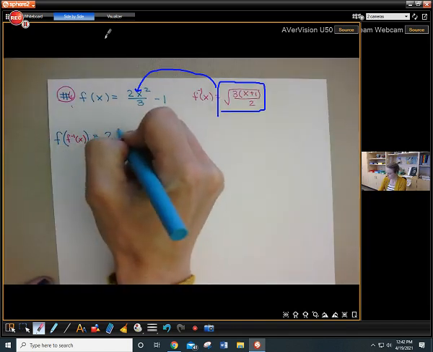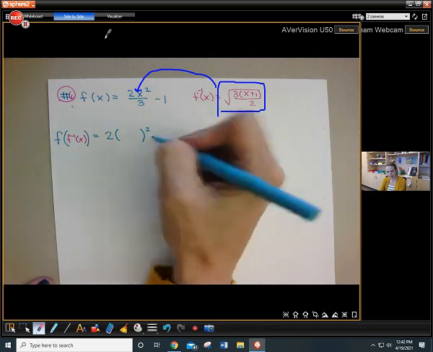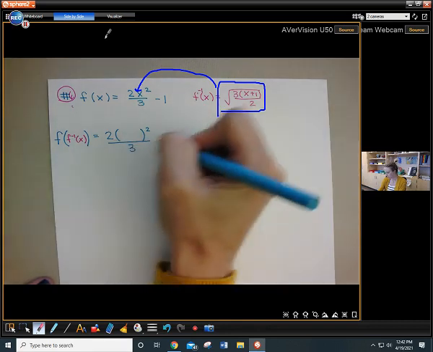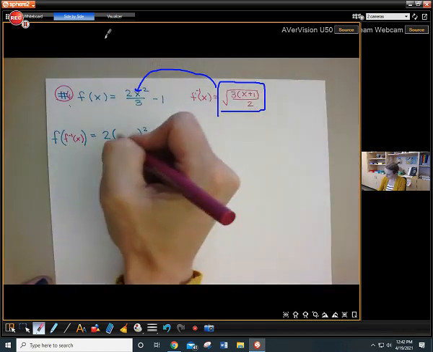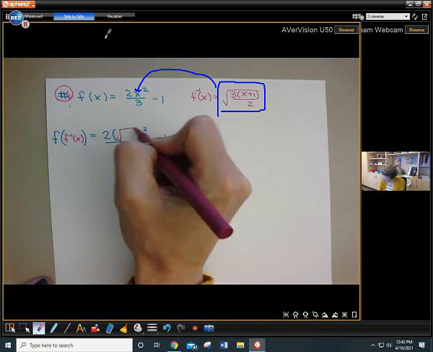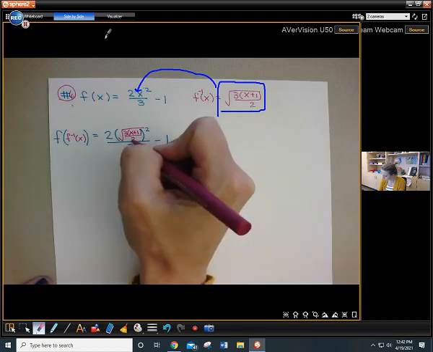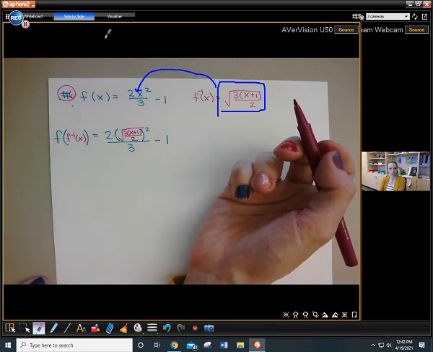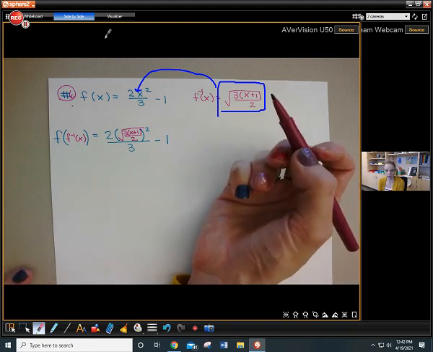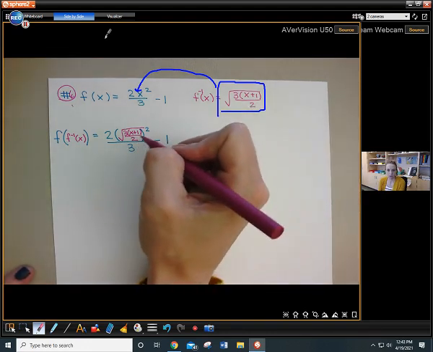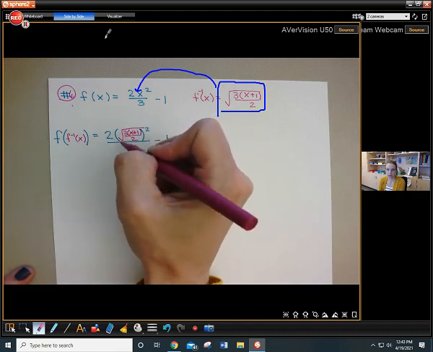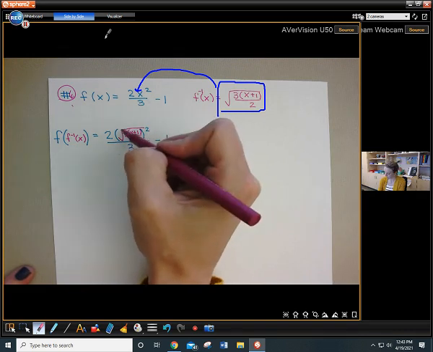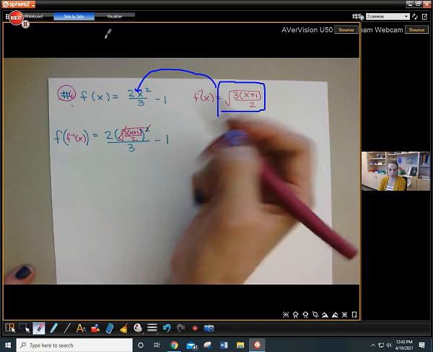So I'm going to say 2, and do a substitution in that x spot. All of that's divided by 3, and then I'm going to subtract 1. Now in that substitution, I need to have the square root of (3x plus 1) over 2. Then I ask myself, what can I simplify first? The parenthesis is all being square rooted, and that square root is then being squared. So that would be my first cancellation, the square root and the square.